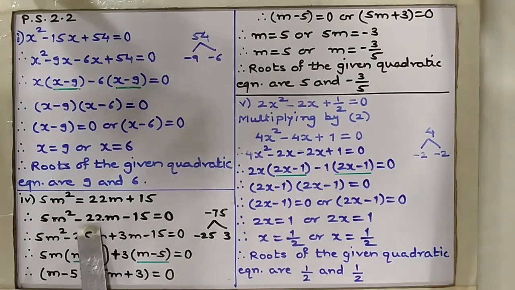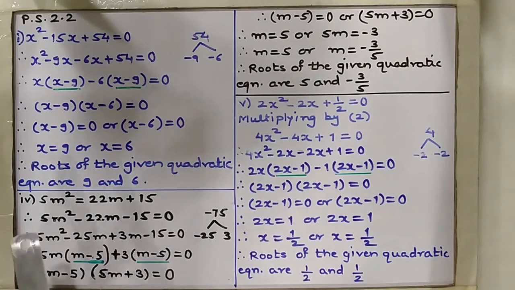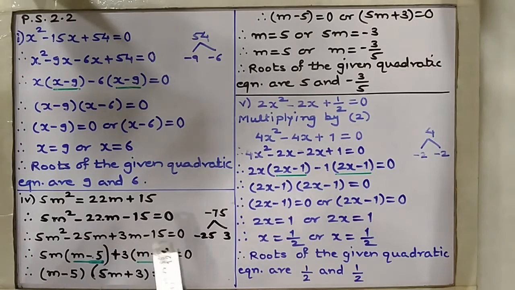Now we will split minus 22m as minus 25m plus 3m. So we will write down 5m square minus 25m plus 3m minus 15 equal to 0. Now look at these two terms. From these two terms we can take 5m as common. So inside the bracket we get, see, from this term we have taken 5m common, so we get m over here. And from this term also we have taken 5m common, so we will get over here minus 5.